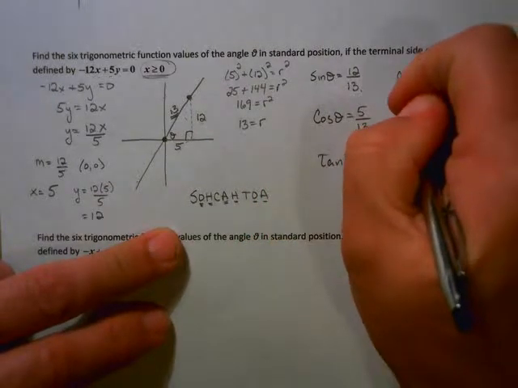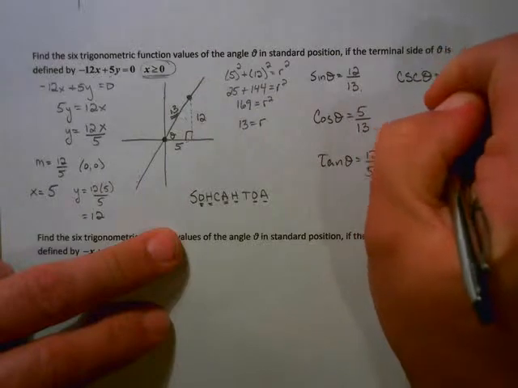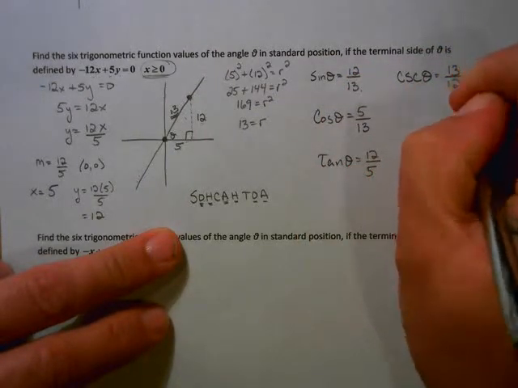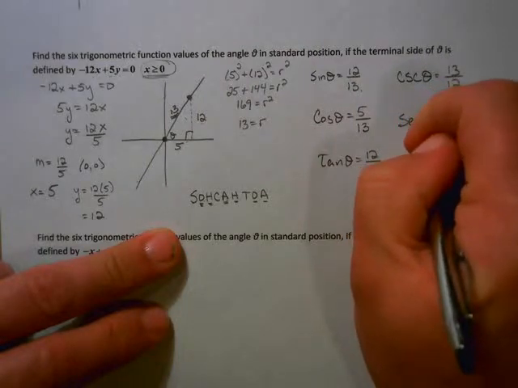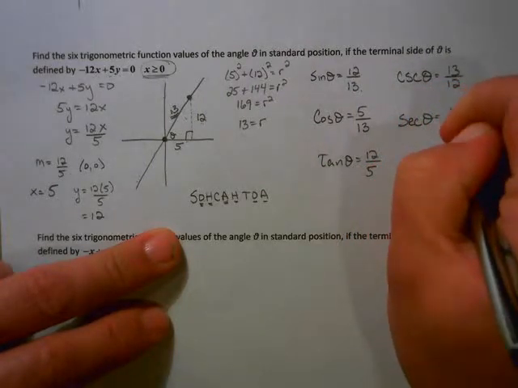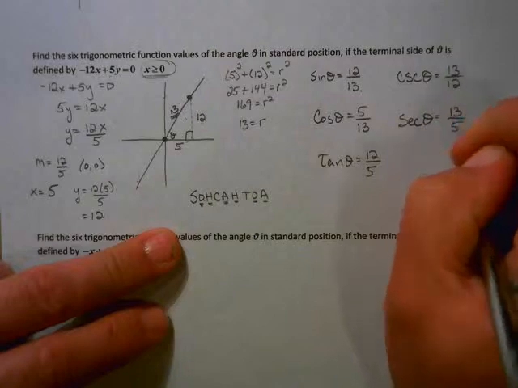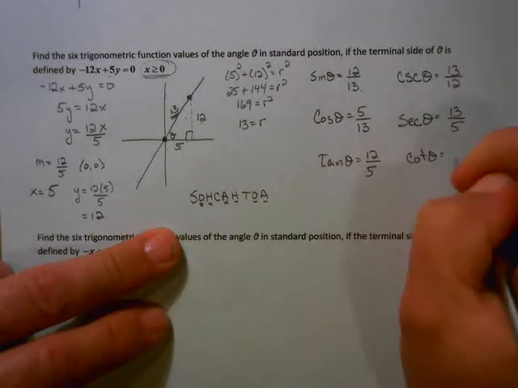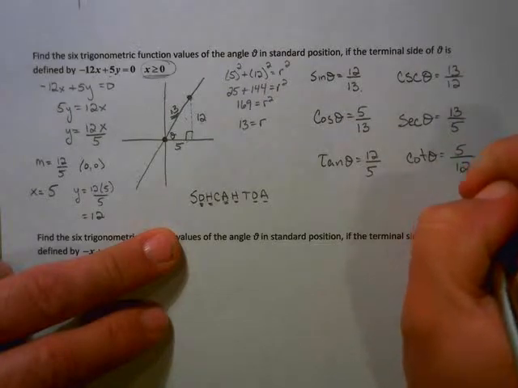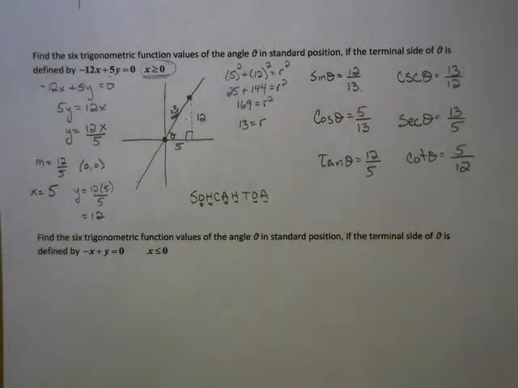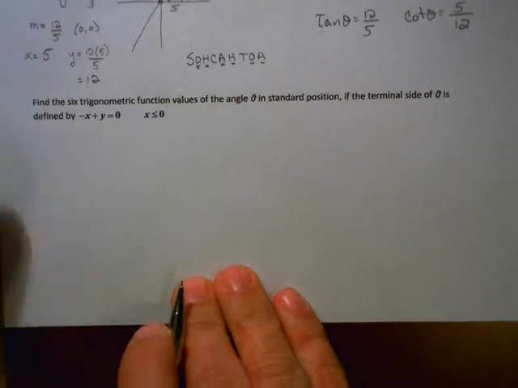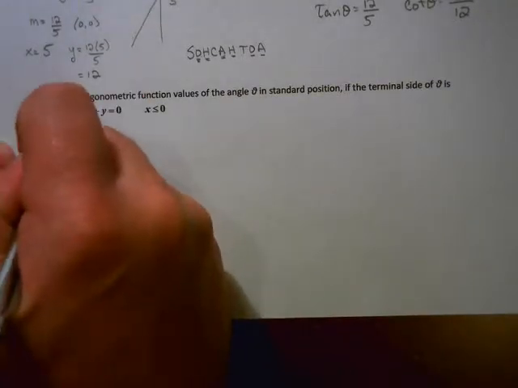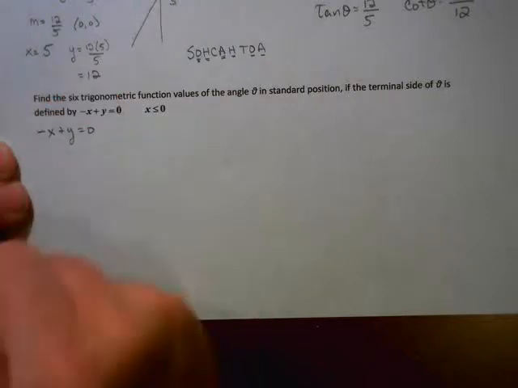But you also have to remember that cosecant theta is the reciprocal of sine, 13 over 12, and secant theta is the reciprocal of cosine, 13 over 5, and cotan theta is the reciprocal of tan, 5 over 12. So even though we have a line, when we're graphing, we can still find a point.